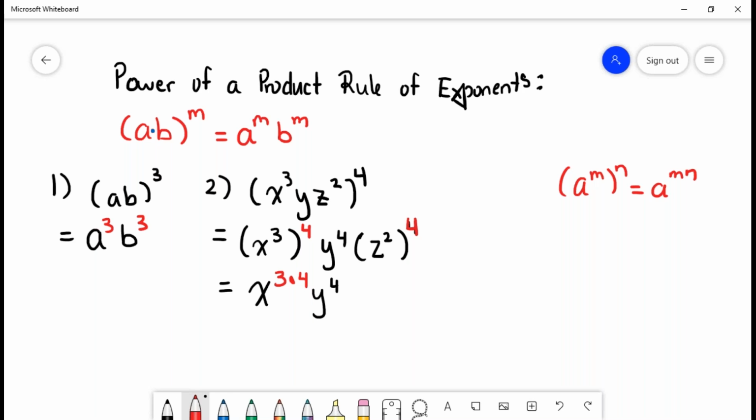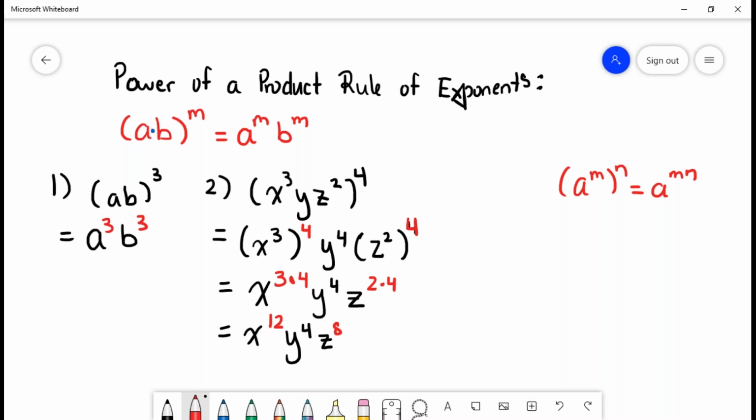And now we once again can apply the power of a power rule of exponents. We write that base z as is, and multiply the exponents out: 2 times 4. Now we're just going to further simplify. That's x to the power of 3 times 4. 3 times 4 we know is 12, so x to the power of 12. y to the power of 4, multiplied by z to the power of 2 times 4, and 2 times 4 we know is 8. So therefore, this is our final answer for this problem.